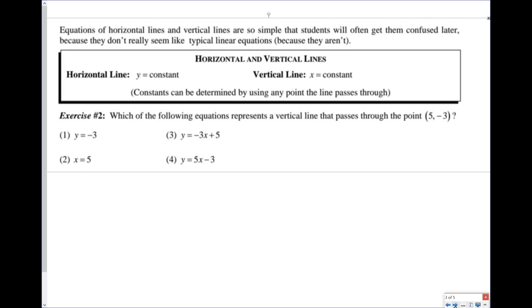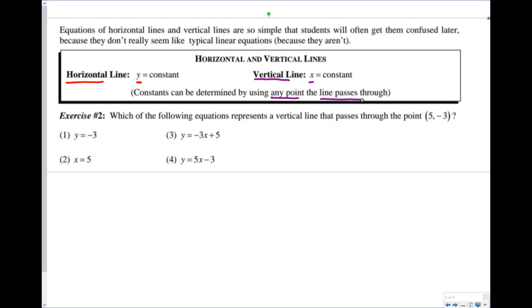So equations of horizontal lines and vertical lines are so simple that students will often get them confused. It seems so easy that you switch them up, because they don't really seem like your typical linear equations, because they aren't really. They don't follow your y equals mx plus b. Even though they're both straight lines, they don't follow that pattern exactly. So we memorize this. A horizontal line is your y, and a vertical line is your x. Okay? Constants can be determined using any point that the line passes through. So whatever point that line passes through, that's the equation of the line.